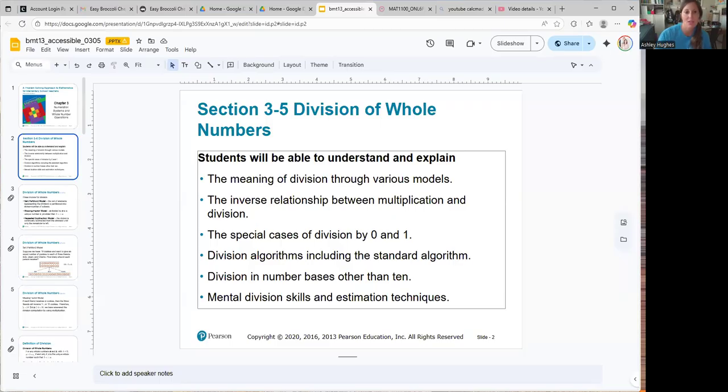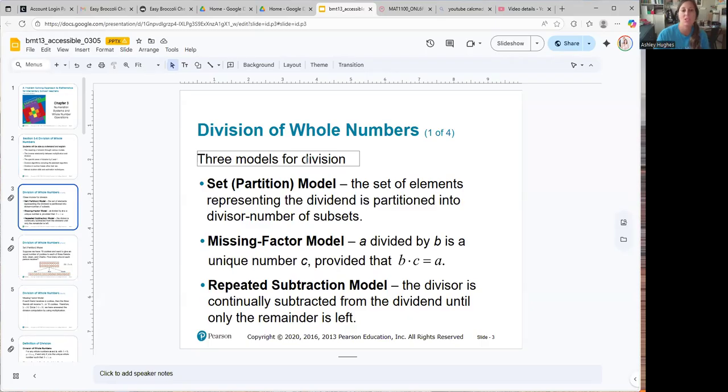All right, guys, so we did multiplication. So now that means we're going to do division, which is section 3.5. And we're going to talk through some different models again of this mathematical operation. So let's talk about three models of division. Set or partition model: the set of elements representing the dividend is partitioned into divisor number of subsets.